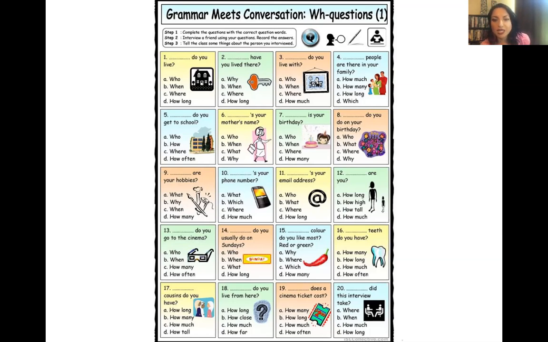Number 15. Why color do you like most? Red or green? Where color do you like most? Red or green? Which color do you like most? How many color do you like most? What do you think the answer is?